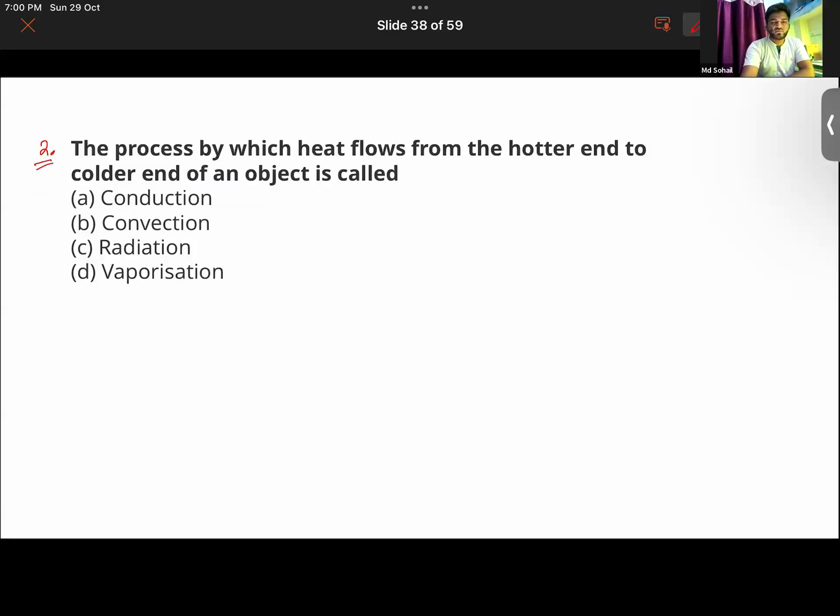Okay, next question. Abdul, you also read the question. The process by which heat flows from the hotter end to the colder end of an object is called dash. That is conduction. Conduction. Very good.